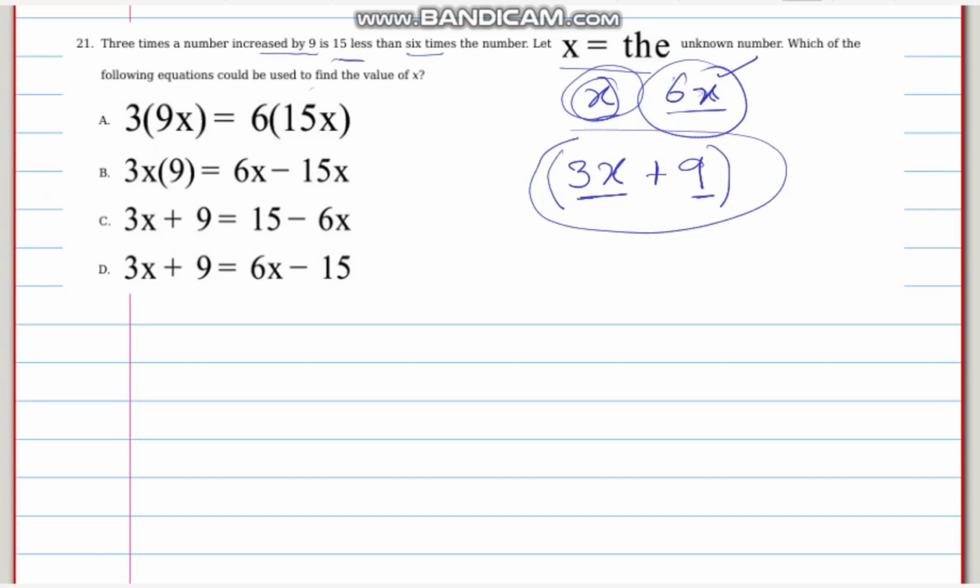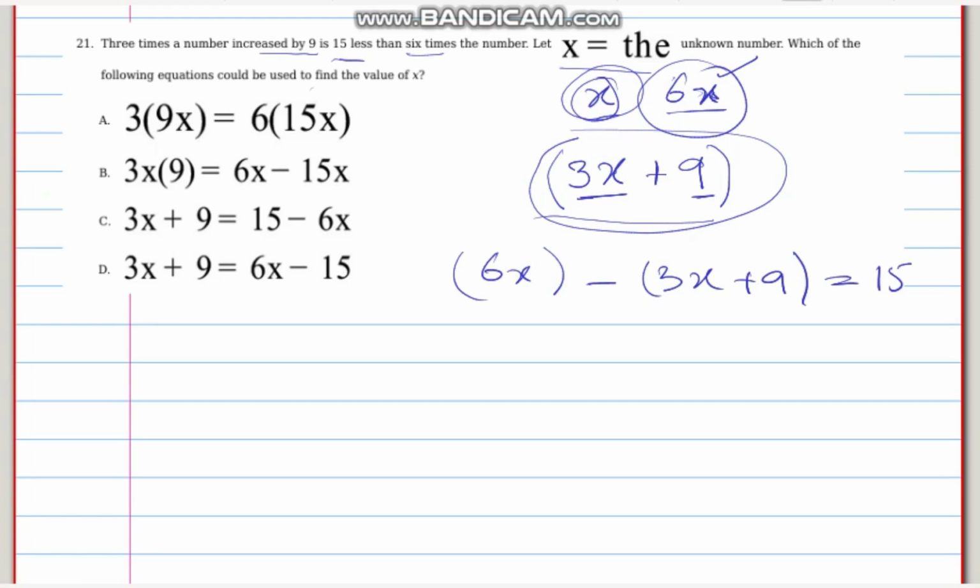The question is telling that the number x times 6 will be greater and this will be less. So this will be less than 6x by what? Let me write here 6x. He is saying that 6x minus (3x plus 9) will be equal to 15. Okay, he is saying that.